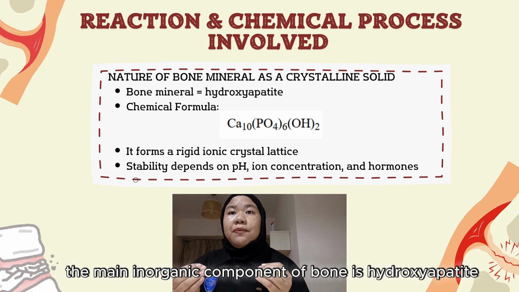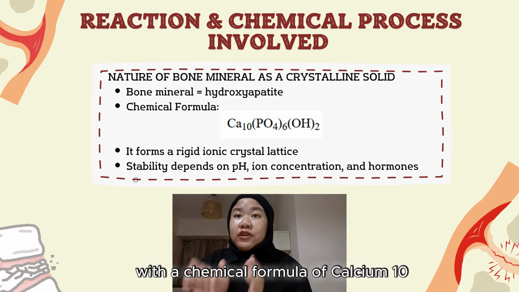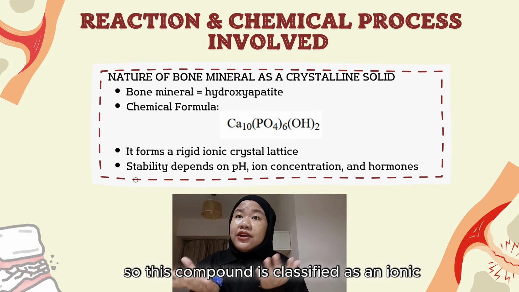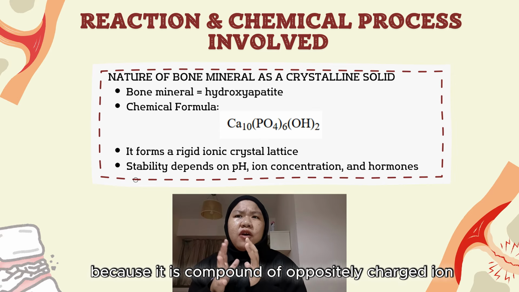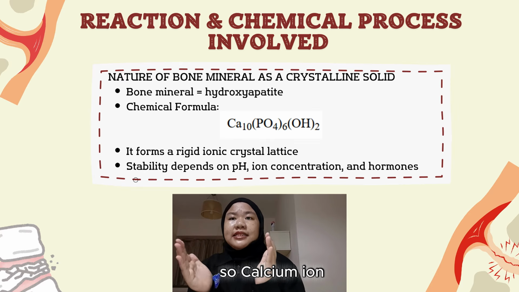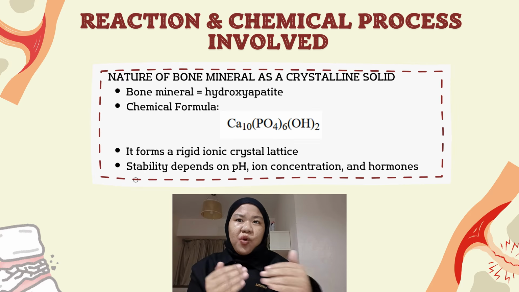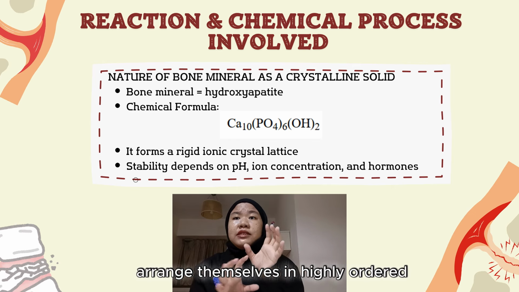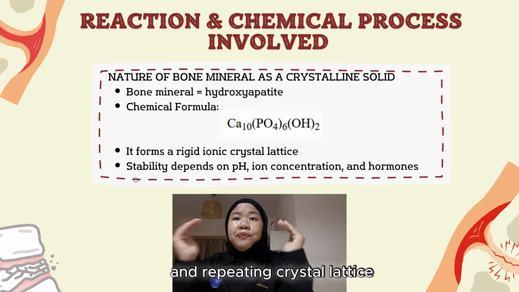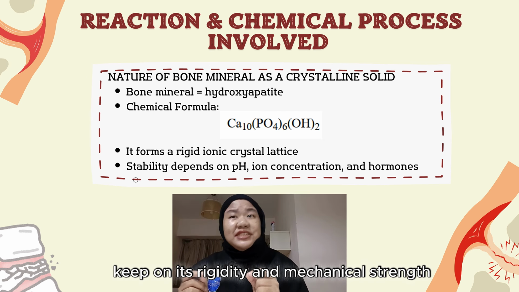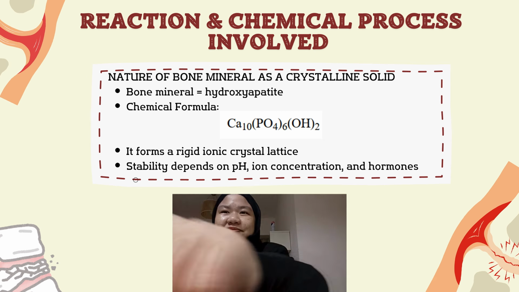The main inorganic component of bone is hydroxyapatite with the chemical formula Ca10(PO4)6(OH)2. This compound is classified as an ionic crystalline solid because it is a compound of oppositely charged ions held together by electrostatic forces. Calcium ions act as cations, while phosphate and hydroxide act as anions. These ions arrange themselves in a highly ordered and repeating crystal lattice. This long-range order is what gives bone its rigidity and mechanical strength.